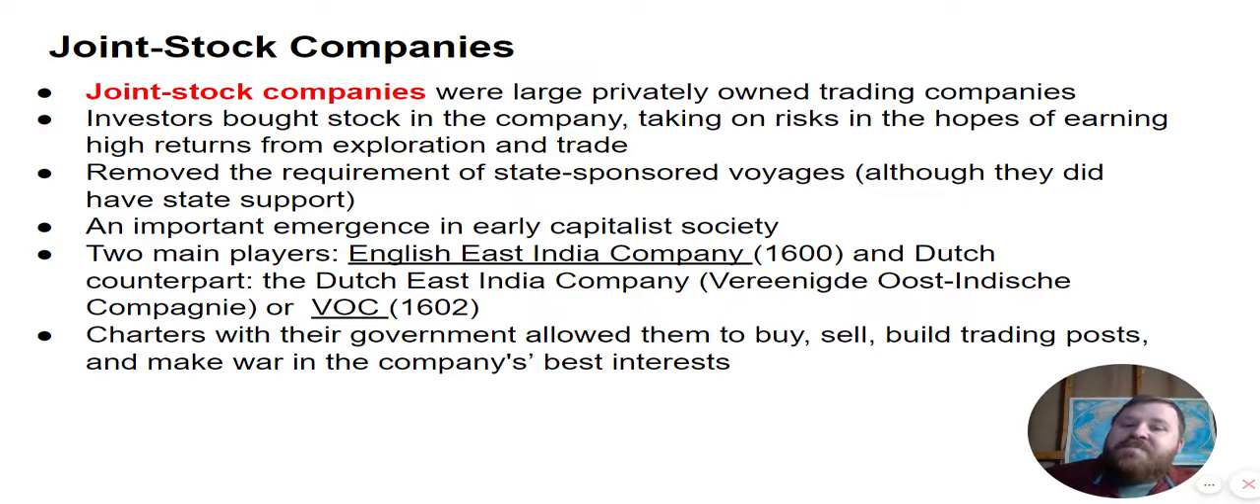So you have the English East India Company and the Dutch East India Company, and they had charters with their government. It was a contract with the government that allowed them to buy, sell, build trading posts, and make war in the company's best interests. So they have complete power in this area that they are given a contract to trade in. They can build things, they can buy and sell, and send it back to the home country, and they can make war, which is crazy. But that's what you see in India. That's what you see a little bit in the United States. But these trading companies are extremely powerful.